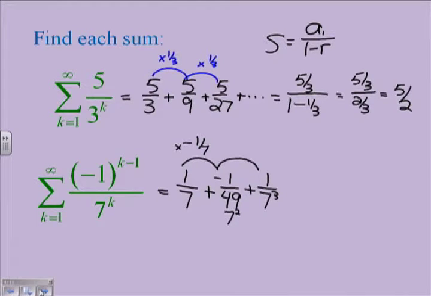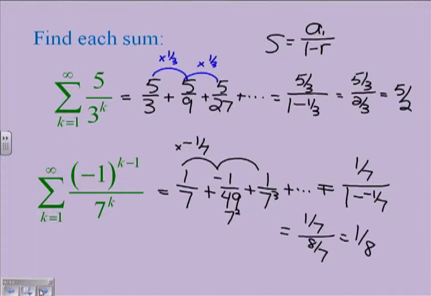So I again can use my formula for the infinite sum. It's going to be the first term, which is 1/7, over 1 minus the common ratio. Well, that ends up being 1/7 over, what, 8/7?